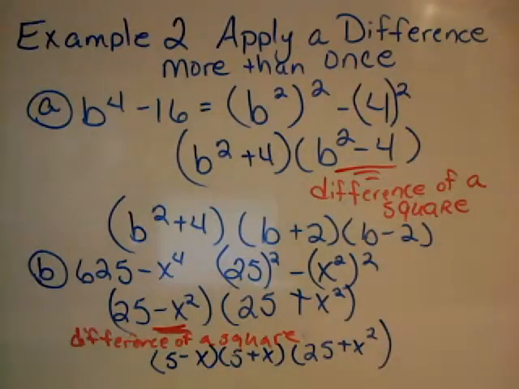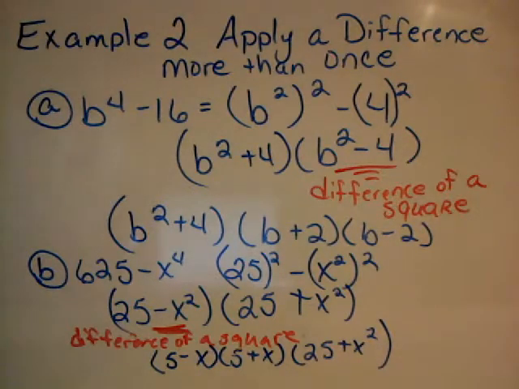Now we're going to move on to example 2. Apply a difference more than once. That means instead of one difference of a square, we may have 2. So let's look at example A.